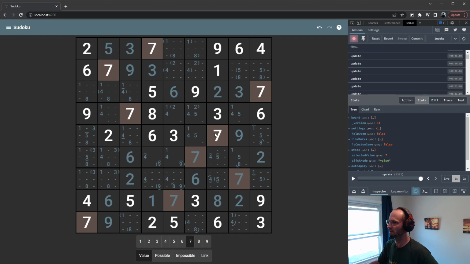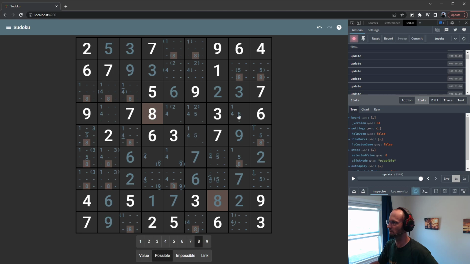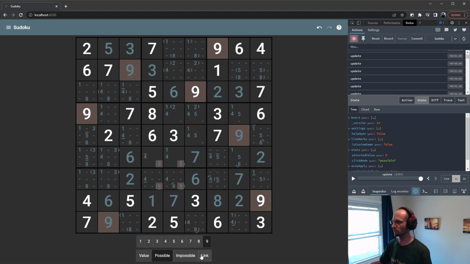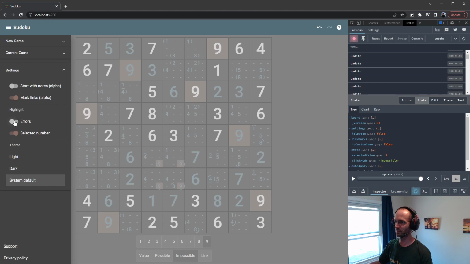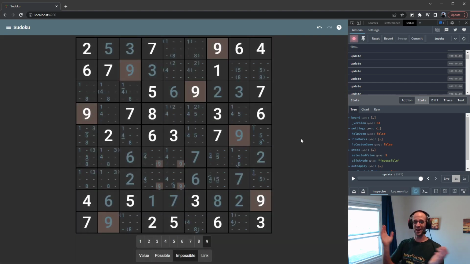All right, 7 is done. 8 can. Oh, kind of done. Okay. And 9. Cool. All right, so I think we have now finished filling in full candidate notation for all cells. Now I'm finally at the point where it's safe to turn on errors, and oh ho, I have not been building on mistakes this whole time. That's encouraging. All right.